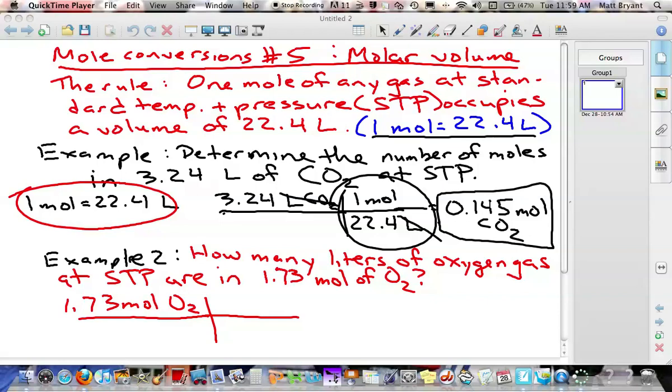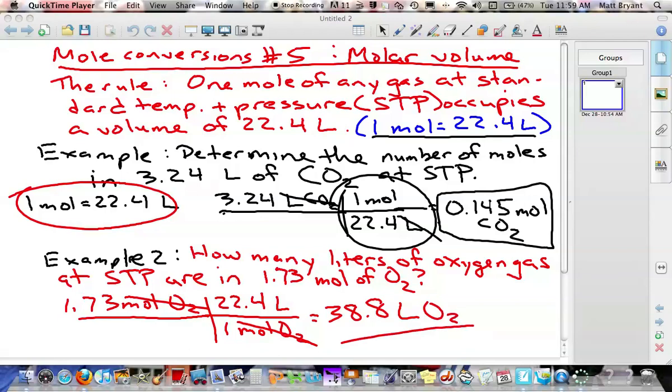Then, if I'm trying to convert to liters of oxygen at STP, liters is always a volume, so we're going to use the molar volume as a conversion factor. So, down here, we have 1 mole of oxygen, because that's what we need to cancel out, and I'll go ahead and cross those out right now. We put 22.4 liters at the top, since that's the number of liters in 1 mole at STP. And now, all we have to do is crunch the numbers. So 1.73 times 22.4 gives us a total of 38.8 liters of oxygen. Again, always important to include your units.